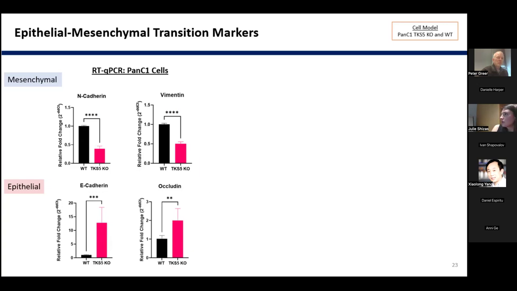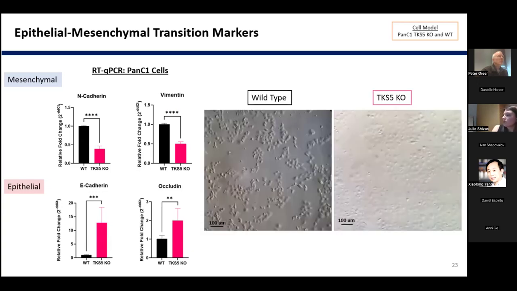And this observation matches what you see in terms of general phenotypes with these cells. In the wild types, it's easier to get the panc cells off on their own, and there's a mixture of flatter cells versus cells that look like they would be more motile. The TKS5 knockouts generally grow in a cobblestone-like format. They're very flat, and it's extremely difficult to try and seed them off on their own.